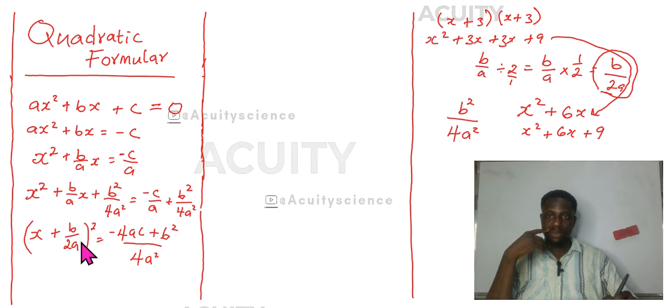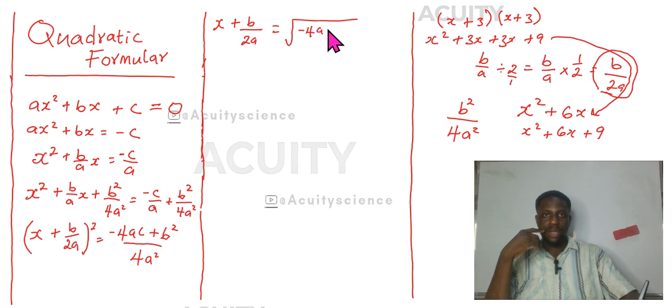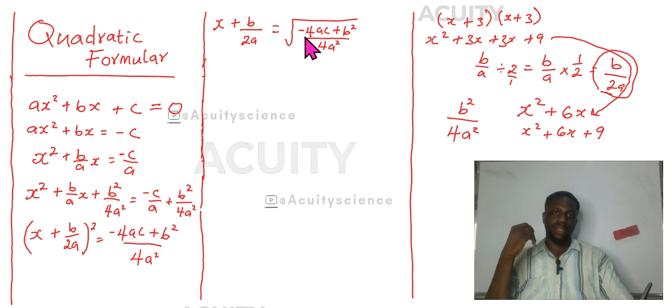We're trying to make x the subject of the formula now. Let's take this out by square rooting this part. So we have x plus b over 2a equals the square root of minus 4ac plus b squared, still in the root, over 4a squared.